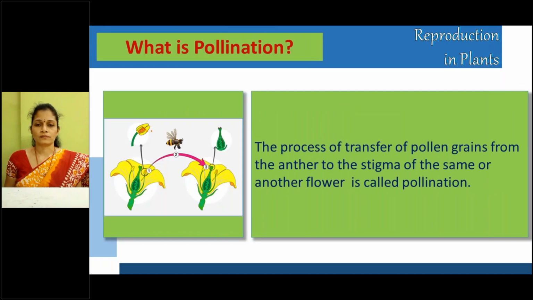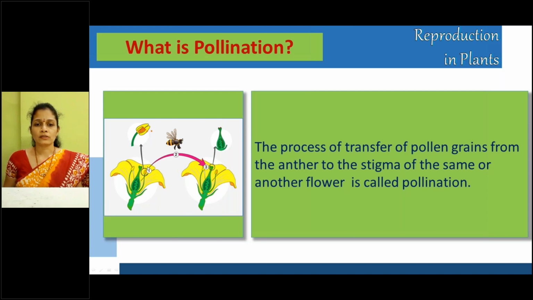What is pollination? The process of transfer of pollen grains from the anther to the stigma of the same or another flower is called pollination. What is pollination? The process. Look at the picture, children, all of you, and observe the cursor. The process of pollen. Look at this pollen.